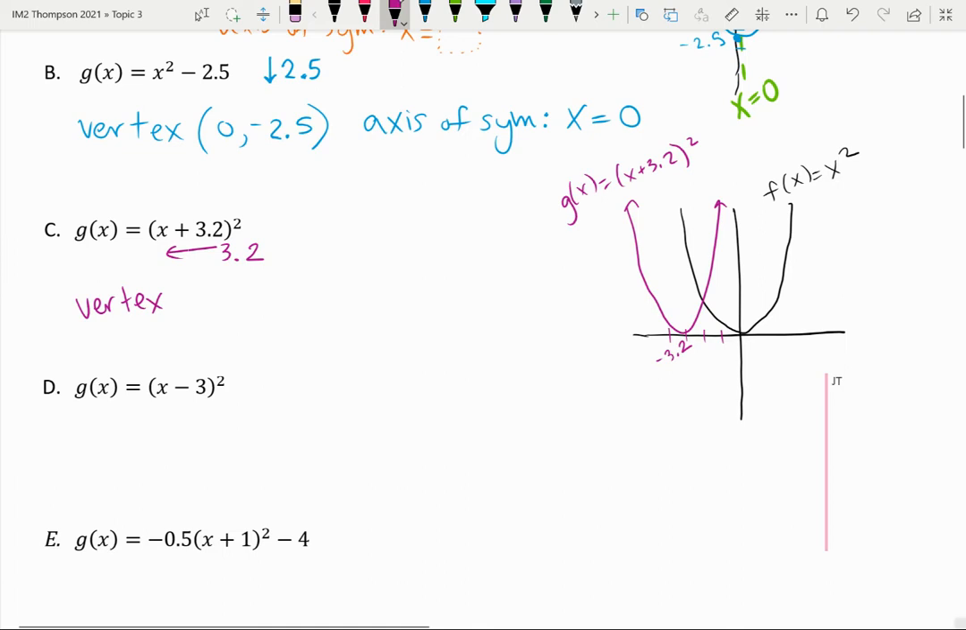So when looking at where is the vertex, now I'm going to go left or right and then up and down, right? Every point is x, y, so I go left first. So I go left negative 3.2 and then up or down 0. So now I have a change in x.